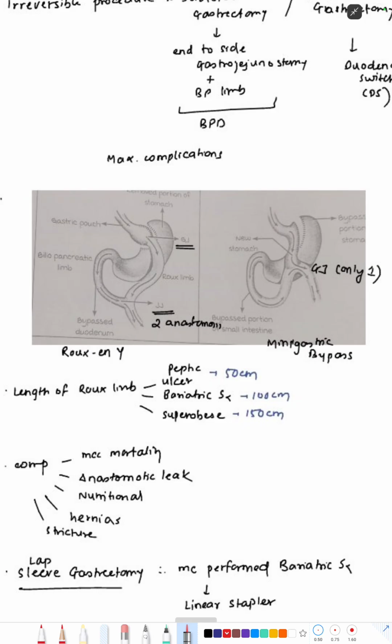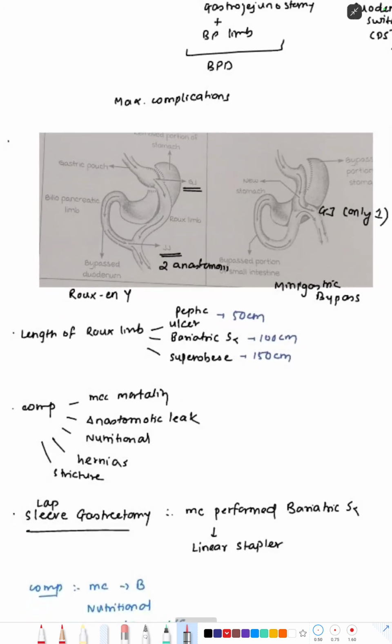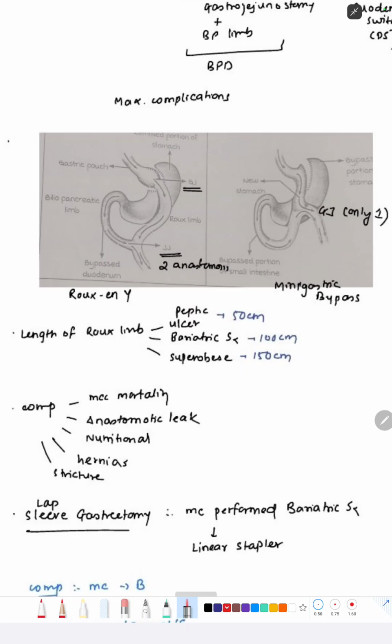In peptic ulcer patients, the minimum length of the BP limb or the Roux limb should be 50 centimeters. In bariatric surgery, it should be a minimum of 100 centimeters, and in super obese individuals, a minimum of 150 centimeters. Complications: the most common cause of mortality following this is pulmonary thromboembolism. Other complications can be anastomotic leak, nutritional complications wherein iron deficiency anemia is the most common, then there are different hernias and a stricture.